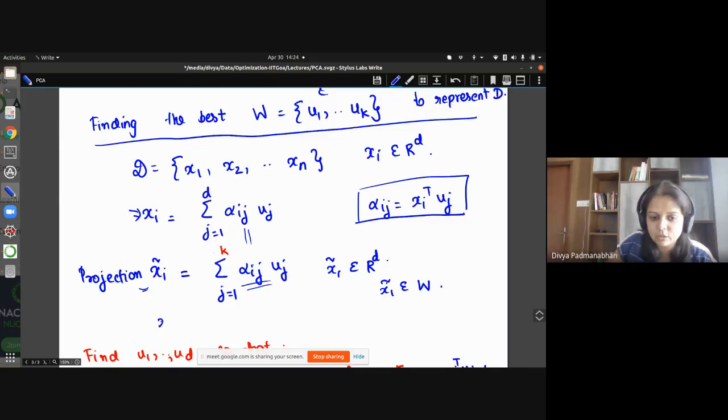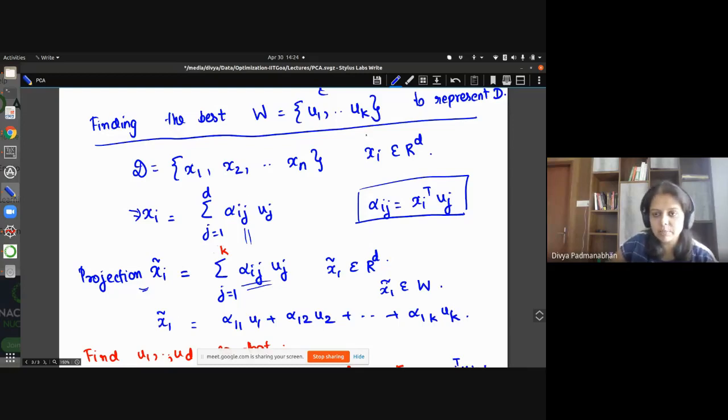Let me just write it. So x1, the first data point you take, you can write it as alpha 11 u1 plus alpha 12 u2 plus so on up to alpha 1k uk. Okay, so this is in the projected space.